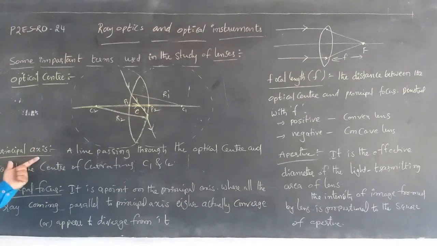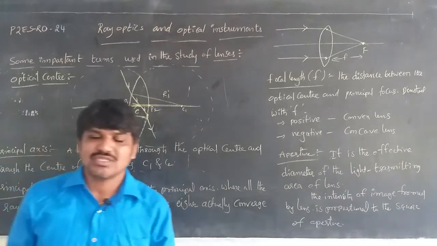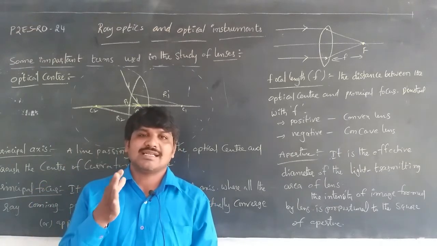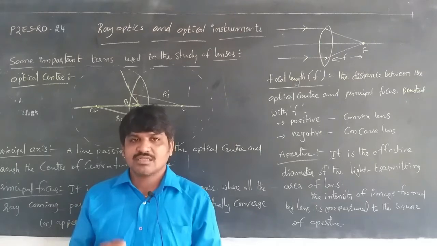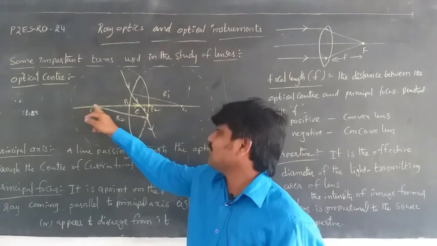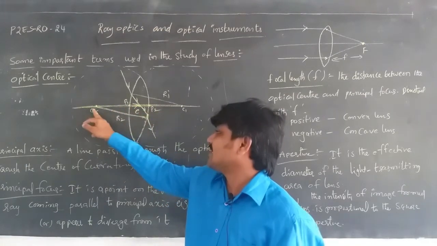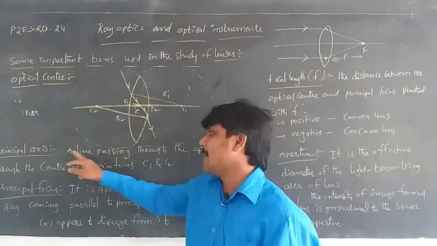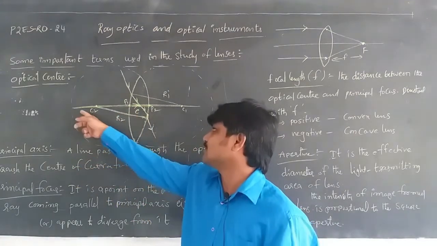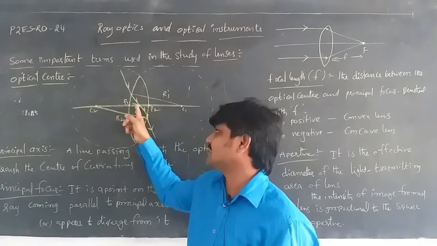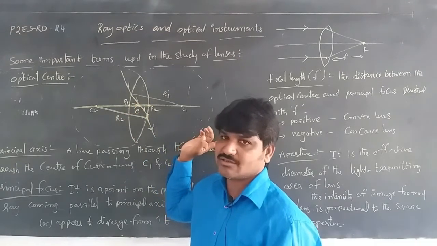Next we are going to learn about the principal axis. The principal axis is a line passing through the optical center and through the centers of curvature C1 and C2. A line passing through the centers of curvature C1 and C2 and the optical center is called the principal axis.